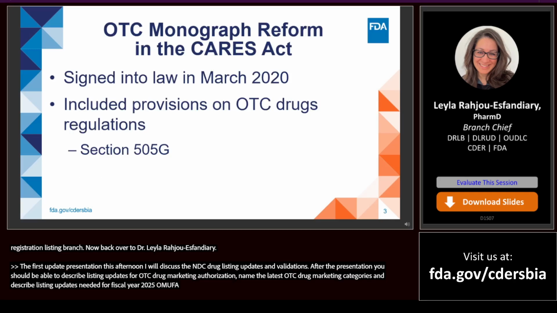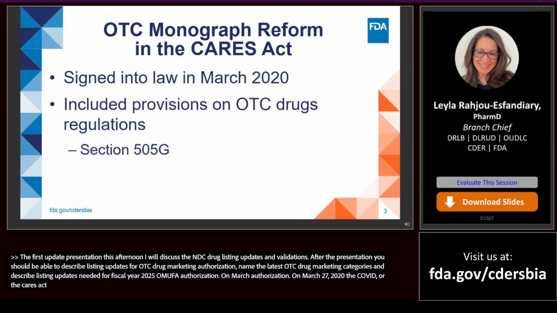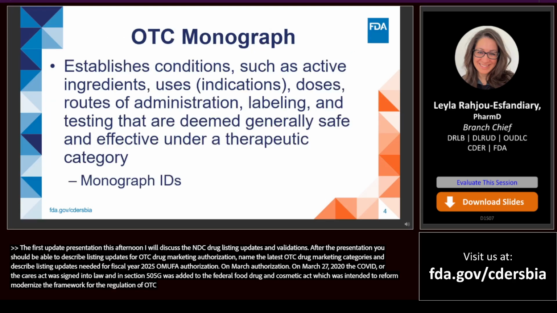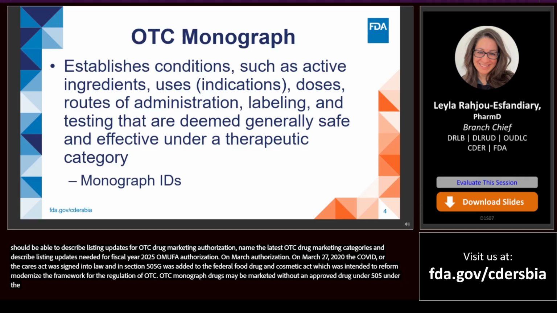On March 27, 2020, the Coronavirus Aid, Relief, and Economic Security Act, or the CARES Act, was signed into law and added Section 505G to the Federal Food, Drug, and Cosmetic Act, which is intended to reform and modernize the framework for the regulation of OTC monograph drugs. OTC monograph drugs may be marketed without an approved drug application under Section 505 of the FD&C Act if they meet the requirements of Section 505G of the FD&C Act, including applicable conditions in an OTC monograph.